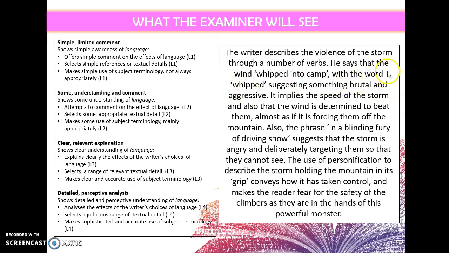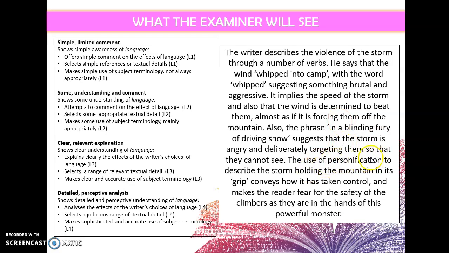Now, they've used the word, which you might be thinking, well, that was in the band 1 answer. They have identified it as a verb earlier, though, so the examiner would give them that credit. It implies the speed of the storm, and also that the wind is determined to beat them, almost as if it's forcing them off the mountain. So there's an understanding there as to the effect. Also, the phrase "in a blinding fury of driving snow" suggests that the storm is angry and deliberately targeting them so that they cannot see.